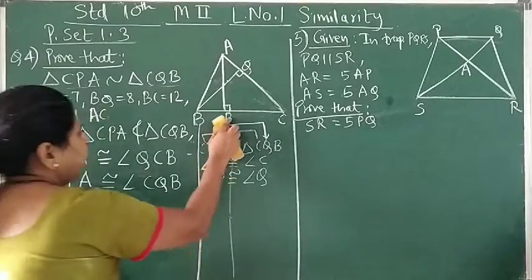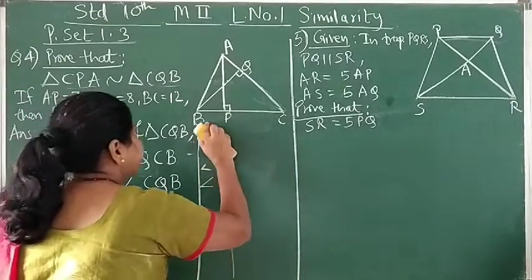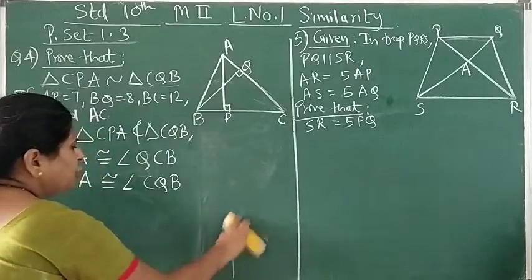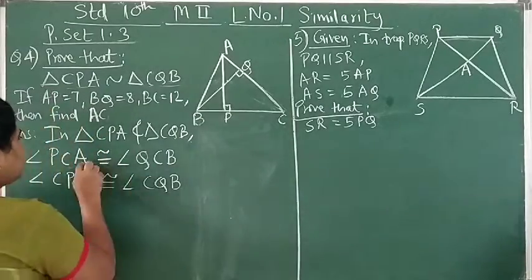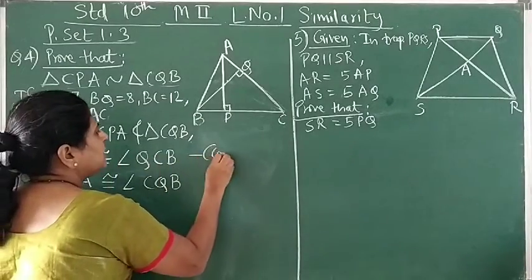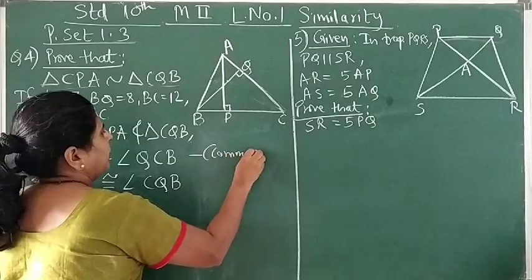Now let me rub this rough work part. And now let me show you how to write the reason. Why are these two angles congruent? Here the reason is common angle.